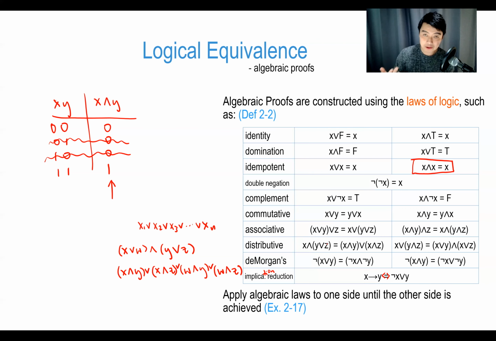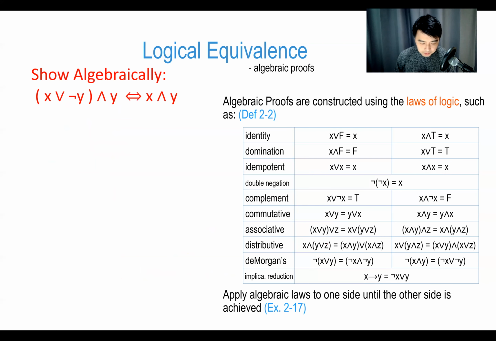But for now, let's do a very quick application. When would we use something like the laws of logic in the form of a proof? Okay, so let's take a look at this example. It says show algebraically that x or not y, and y, is logically equal to x and y. Now, the word algebraically here means that I want to use algebra, meaning I want to use the laws of logic in order to make this proof.